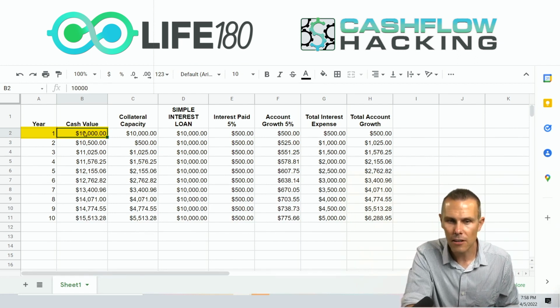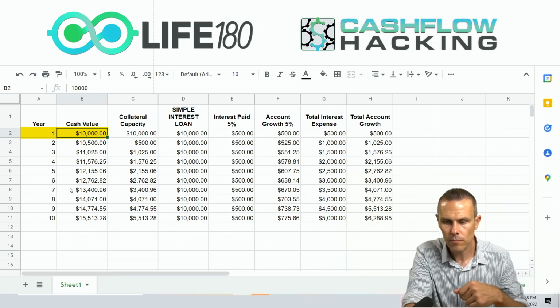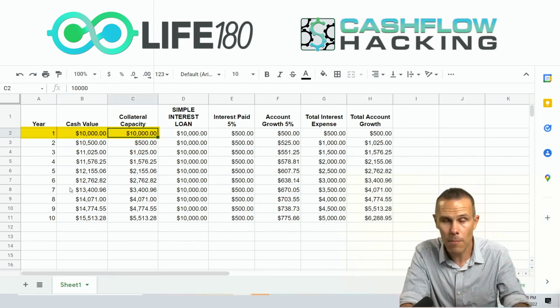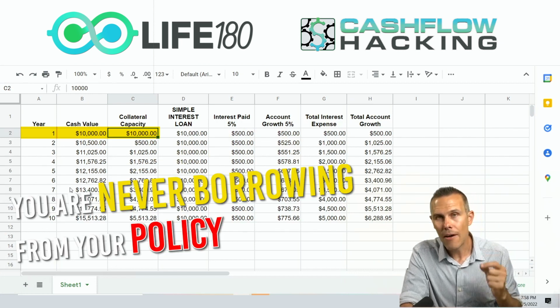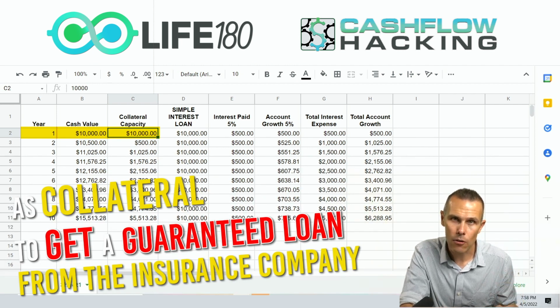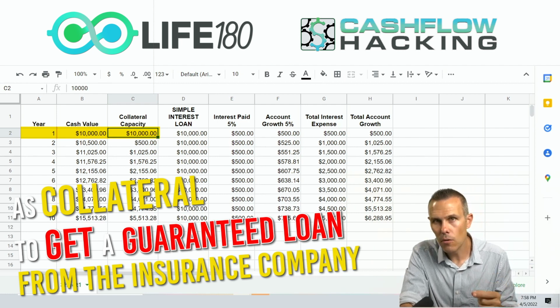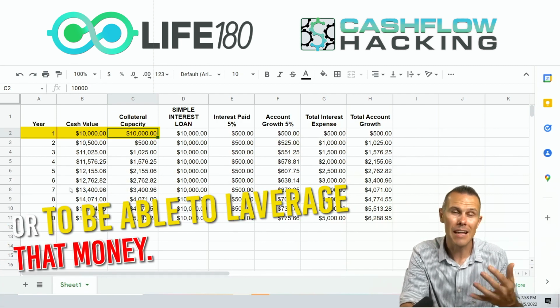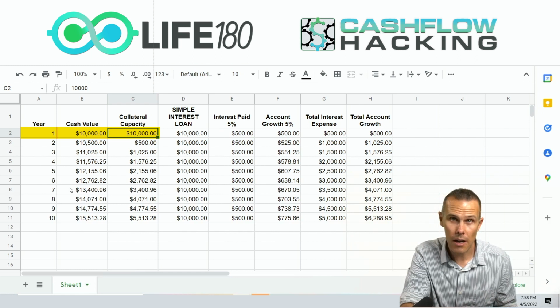So let's take a look at this. You got $10,000 right here in your account. That means your collateral capacity. Now, what is collateral capacity? That means you are never borrowing from your policy. We are always utilizing our policy when we utilize whole life insurance as collateral to get a guaranteed loan from the insurance company or to get a cash value line of credit assigned to the value of our loan to be able to leverage that money. Now, there's always a cost of borrowing, and so that has to come into consideration here.